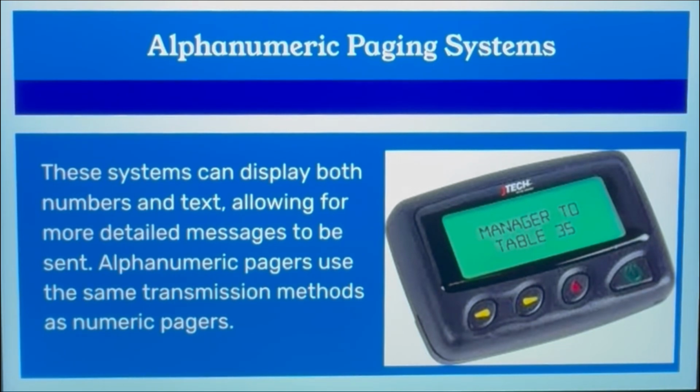Alphanumeric paging systems. These systems can display both numbers and text, allowing for more detailed messages to be sent. Alphanumeric pagers use the same transmission methods as numeric pagers. These pagers are more versatile and can be used in various applications where more information needs to be conveyed. They also employ protocols like the Post Office Code Standardization Advisory Group or the Global Sequential Code for encoding messages.